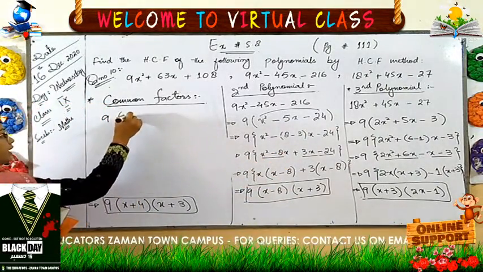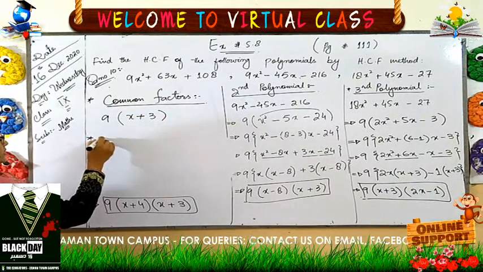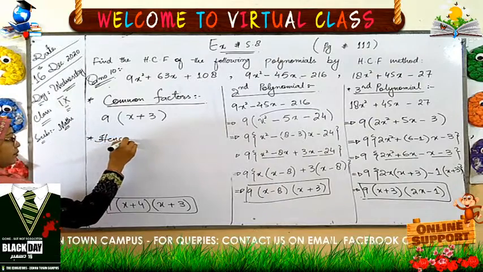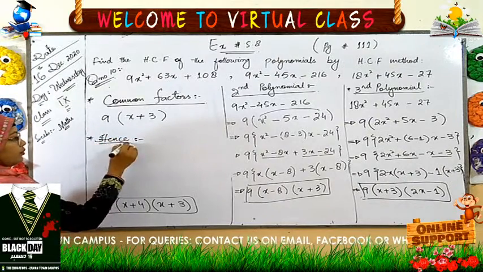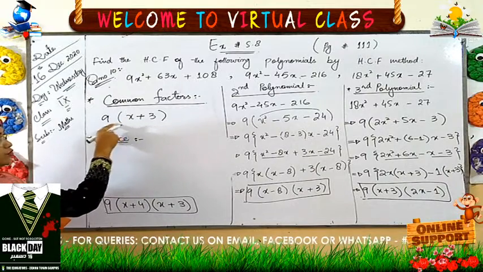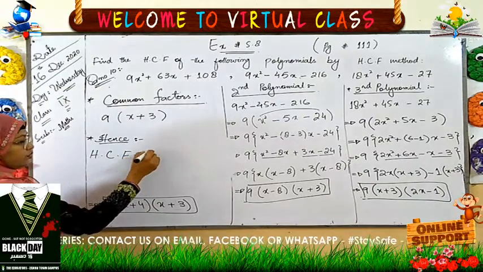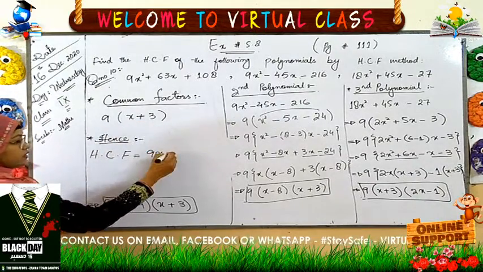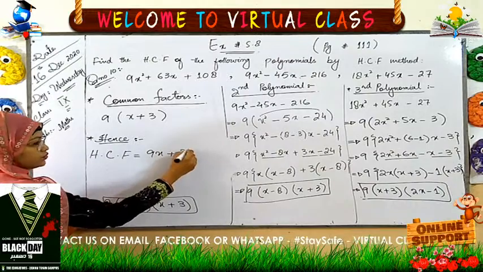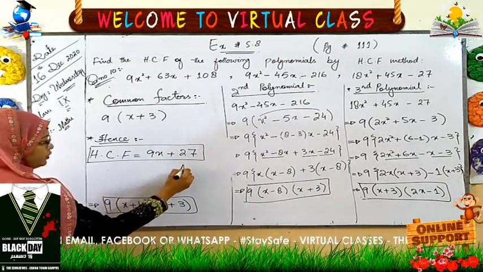Here we will write x plus 3, and then hence after multiplication, the product of common factors, we have two common factors, 9 and x plus 3. So we have to do the multiplication. HCF is equal to 9x plus 9 3s are 27. It is the answer of your question.